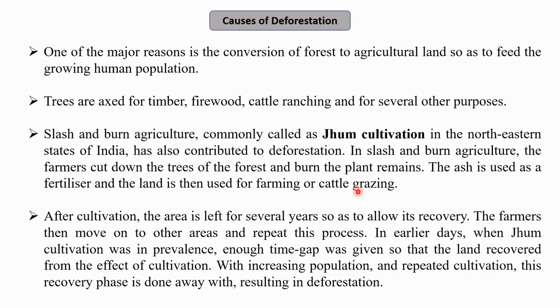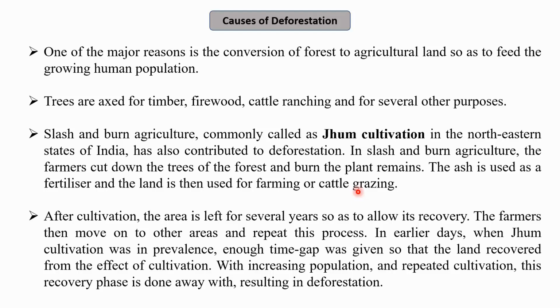Now, what are the causes? One of the major reasons, as we know, is the conversion of the forest to agricultural land so as to feed the growing human population. Also, trees are cut for their wood, like timber, firewood, cattle ranching, and for several other purposes.